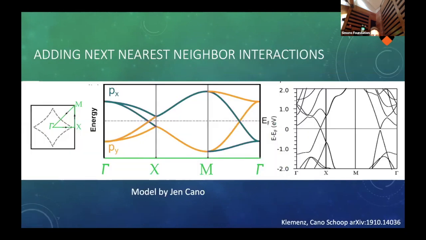And so we can write actually a little bit better of a tight binding model. This was done by Jan Cano, where you include some next nearest neighbor interaction in the square net lattice, and you get a band structure which is remarkably similar to the DFT band structure and also the ARPES band structure. And so I just want to say this is really just a tight binding model of px and py orbitals, and it really nicely describes this system.